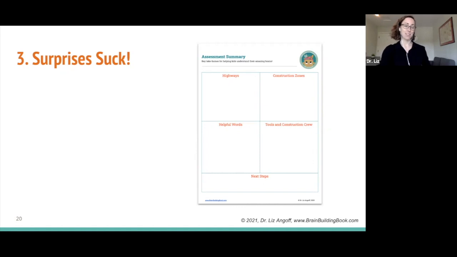All right, so part 3 of this model is that surprises suck. So we want to avoid surprises. And to do that, we're taking all of that language that we just got from our assessment sessions, and now we're going to put it together for the actual feedback session. So this is the planning sheet that I use to plan my feedback session with a child. And I will write in the highways and the construction zones that we talked about during our session, and anything that I found in the report that I know is going to be consistent with what we already talked about.